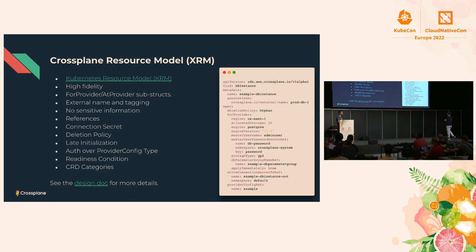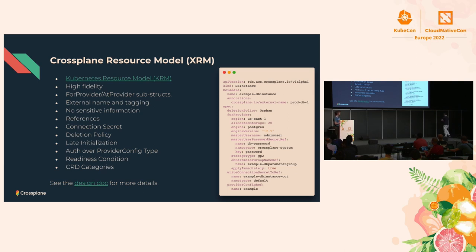You don't have to create a VPC, take the ID and copy it to another resource so that it can start creating. And then connection secret is also a standard, writeConnectionSecretToRef. So when I create this RDS DB instance, once it's ready, it publishes a connection secret that you can mount to your pods, which we will do as part of the demo to connect a PlanetScale database to WordPress via connection secret.